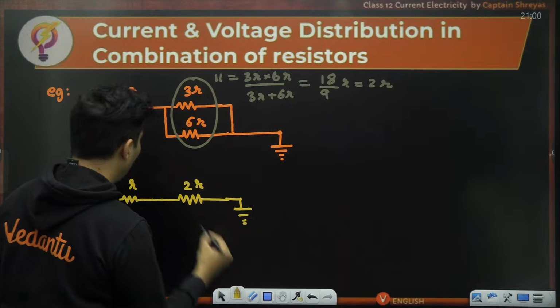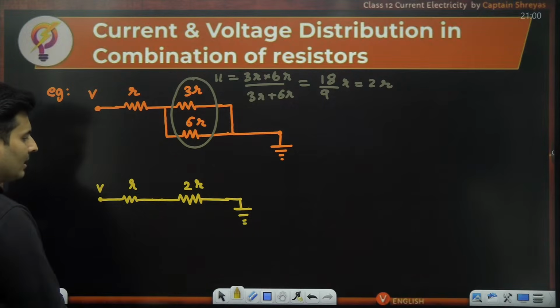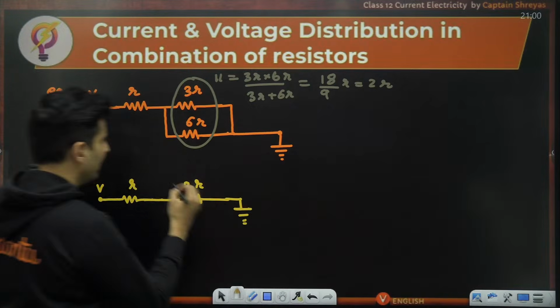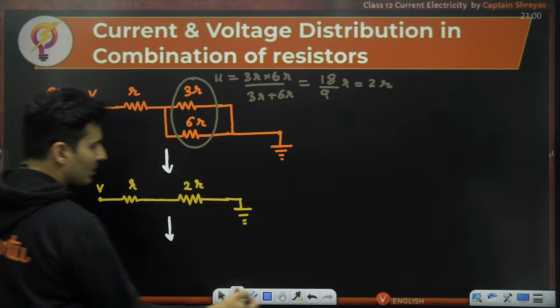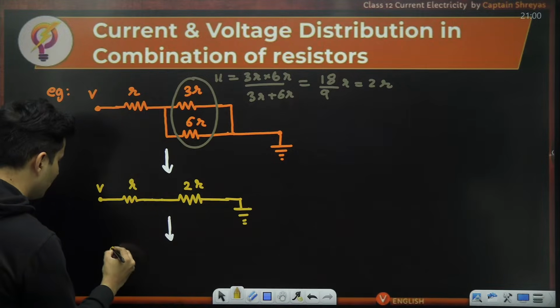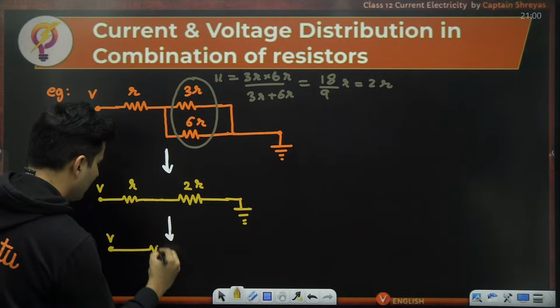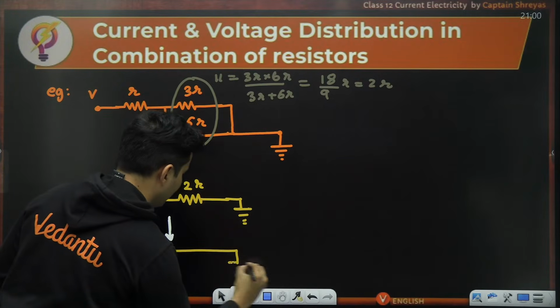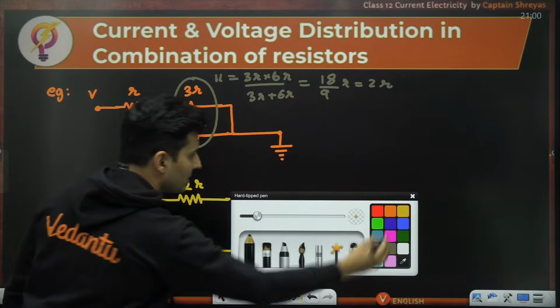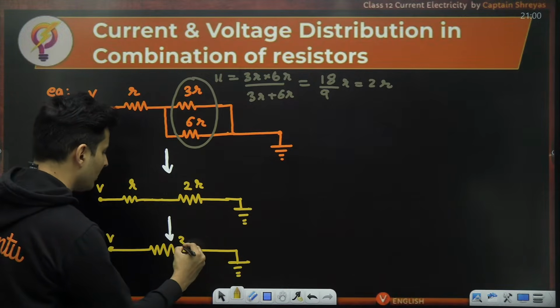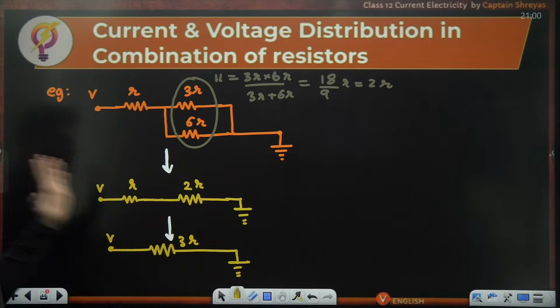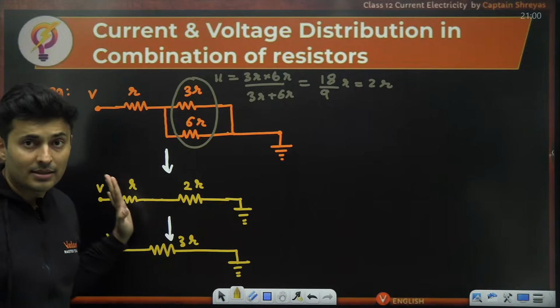Okay. Now, once I get this, I can immediately see that, wait a minute, these two actually are in series. So I just put V volts over here and one single resistor and connect it to ground. Ground means 0 volts. So 2 and 1 will become 3. So this will be nothing but 3R. Perfect. So this is the equivalent resistance.